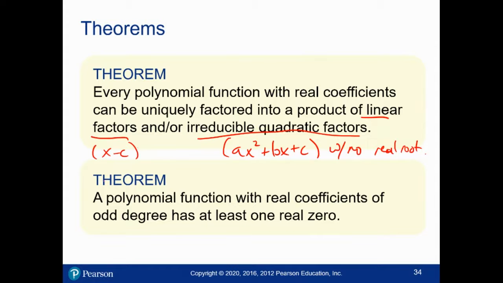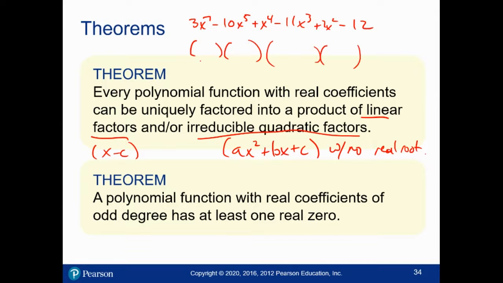But what this theorem really says is, if I have a polynomial of really, really big degree, let's just say it's like 3x to the 7th minus 10x to the 5th plus x to the 4th minus 11x cubed plus 2x squared minus 12. It's a degree 7 polynomial. Can it be factored? Yes. And it will have some linear terms and some irreducible quadratic terms, but nothing else. That polynomials can always be factored down to just linear terms and irreducible quadratics. And those are the basic building blocks from which every polynomial can be built up.